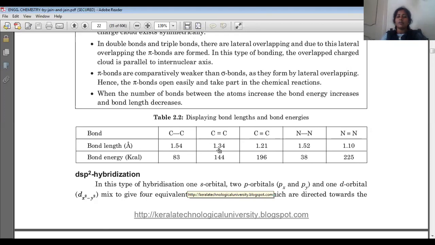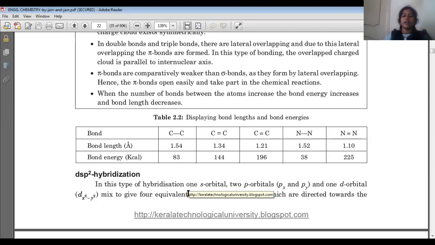1.54 angstroms is the carbon-carbon single bond length, 1.34 angstroms is the carbon-carbon double bond length, and 1.21 is the carbon-carbon triple bond length. What happens to bond energies? Bond energies increase with bond order: as the number of bonds increases, we have to supply more energy to cleave those bonds. That's why a single bond needs 83 kilocalories of energy to cleave, a double bond needs 144 kilocalories, and a triple bond needs 196 kilocalories to cleave the carbon-carbon triple bond. This is the relation between bond length and bond energy.